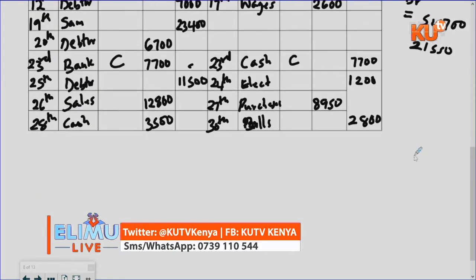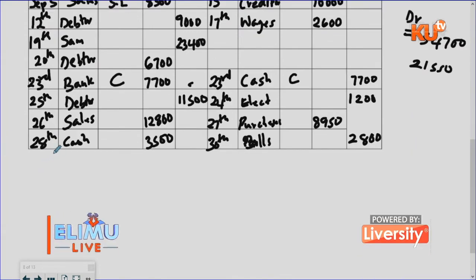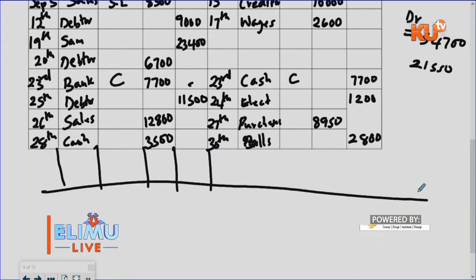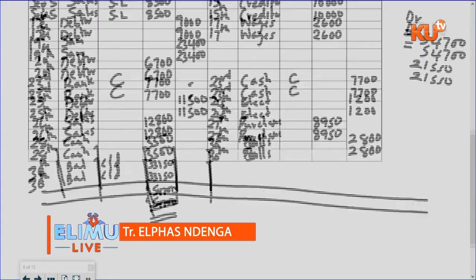The difference between them, what is the difference between the two? 33,100. That becomes our balancing figure. On 30th. That is now balance carried down. Cash, that is how much? 33,150. So that now it gives us a total of 54,700. 54,700. Let's get the total for bank.